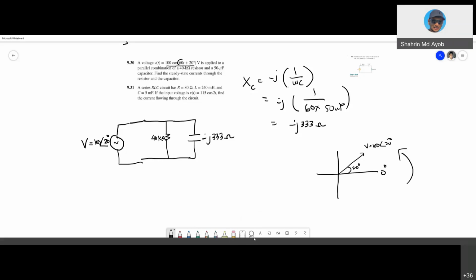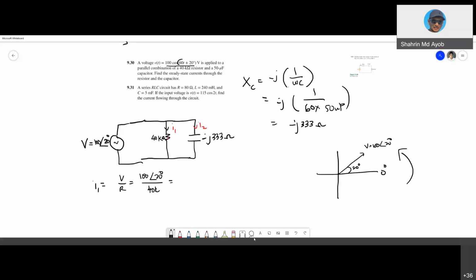The question wants you to find the steady state current through the resistor and capacitor. Since the resistor and capacitor are in parallel, you can calculate the current directly. This one is I1 and this one is I2. Your I1 is very simple right now. This is the phasor domain, so V over R, 100 angle 20 over 40K. So you should get 100 with an angle of 20 over 40K.